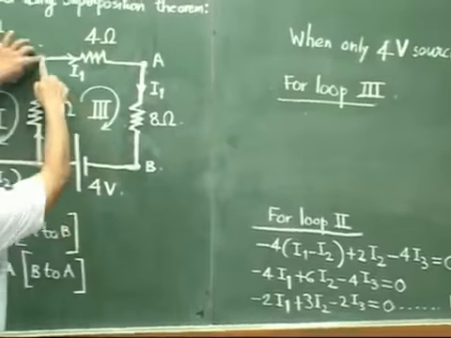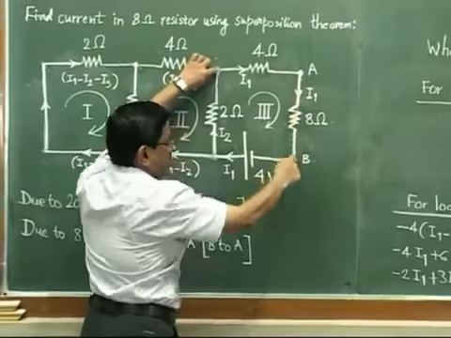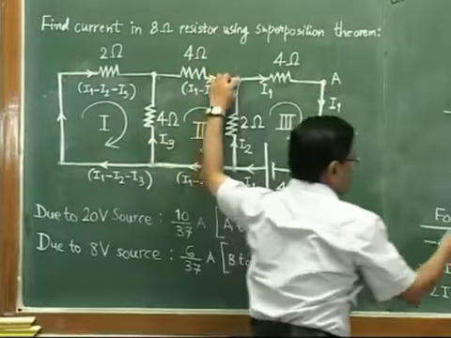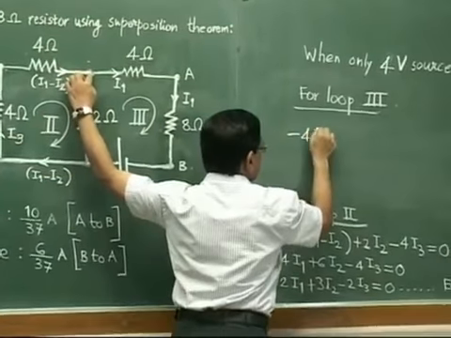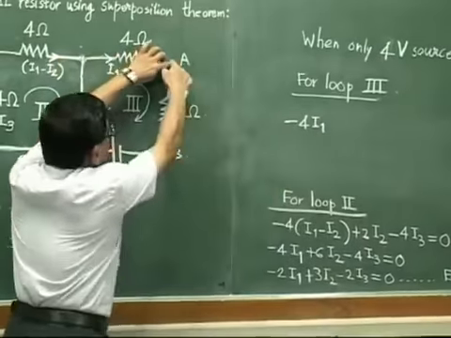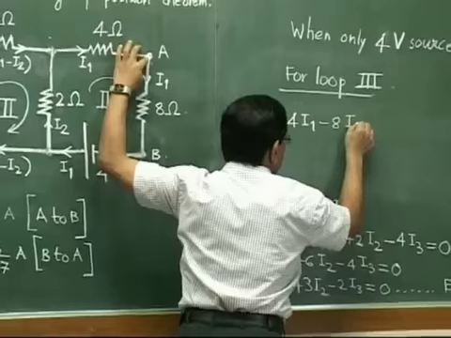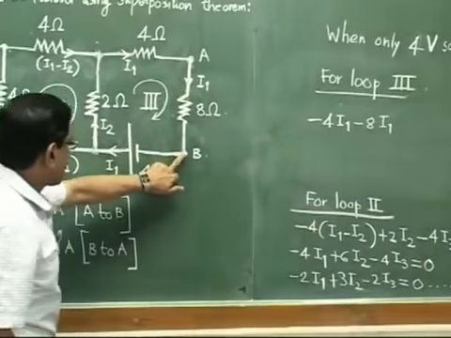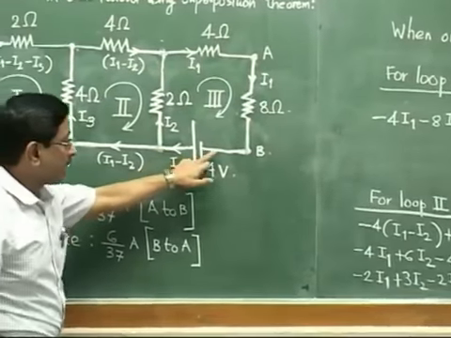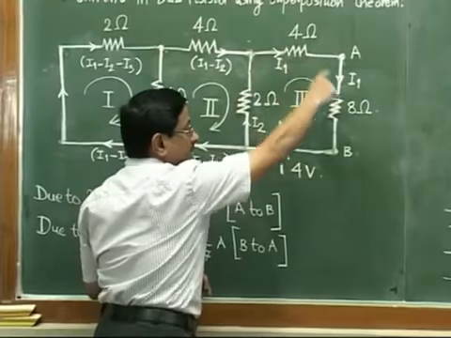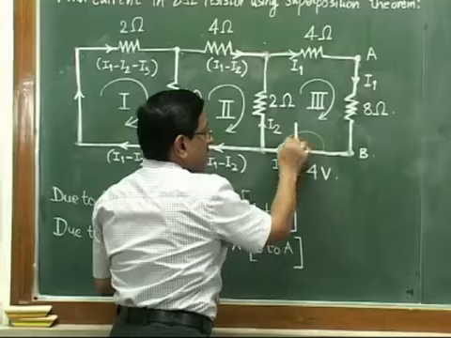Our loop 3 is this here, down, left and upwards. From this to this, it will be minus 4 times I1. Then this to this, minus 8 times I1. We have reached here. Now this to this, we are jumping the battery. We are jumping the battery because we are moving like this, clockwise. So we are jumping like this.